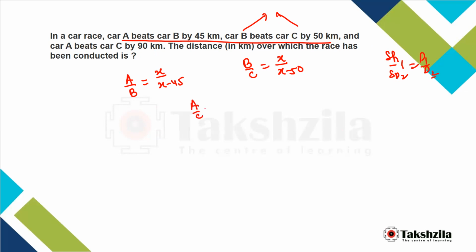So we know A by C as well: x by x minus 90. The distance over which the race has been conducted, we know that the distance is x, so we have to find that x.